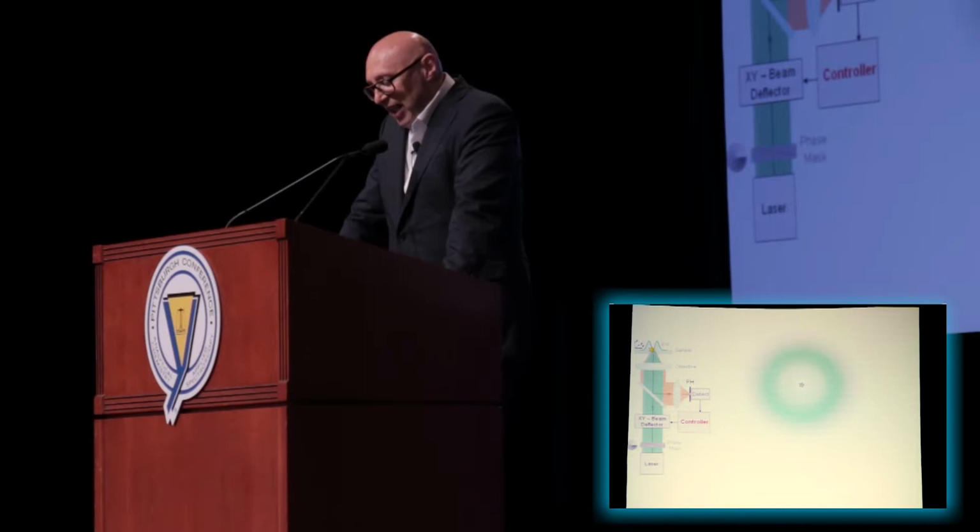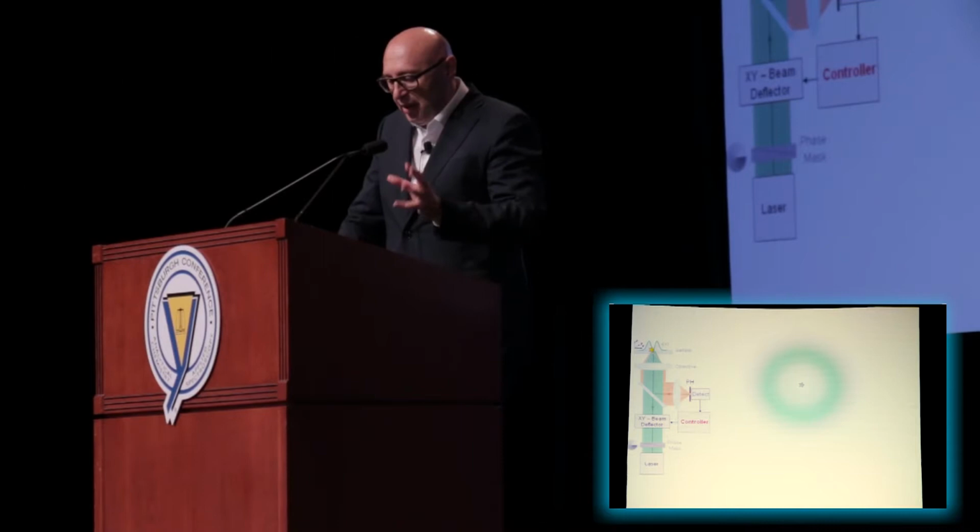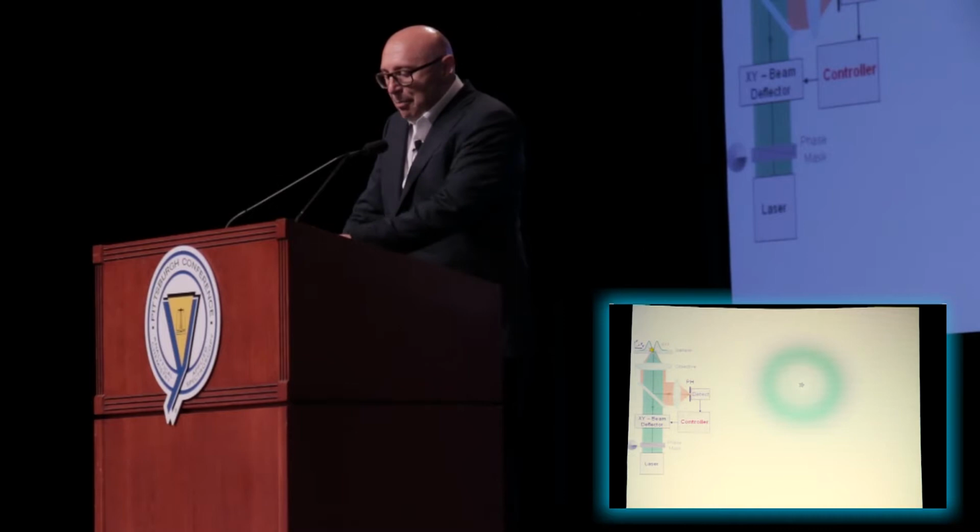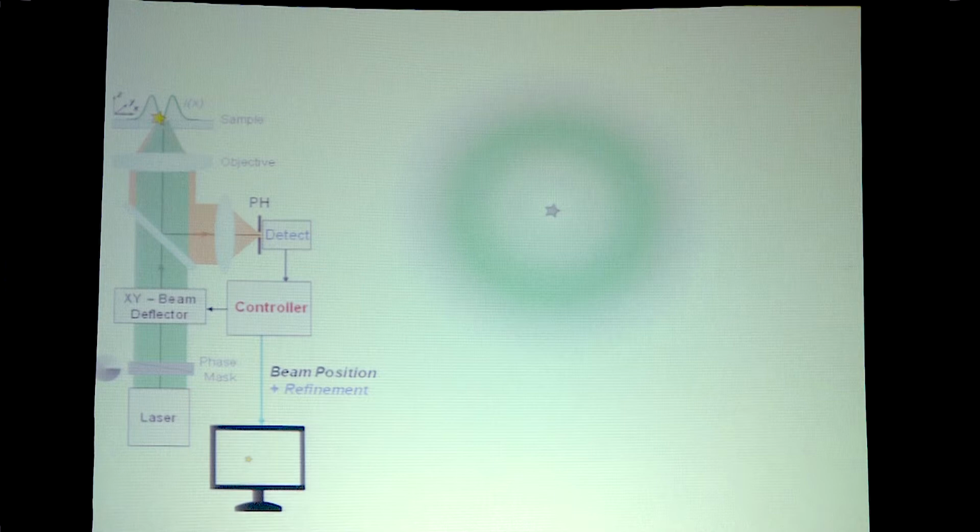But what we can do is, of course, we can approach the demon situation by implementing an electronics circuit that measures the fluorescence that is detected when the molecule is slightly off the donut position. So if the molecule is slightly off the donut center, of course, it will produce some signal, and that indicates the actual position of the molecule, and that can be fed into a closed loop that then pushes again the deflector, and then we know roughly where the molecule is located.